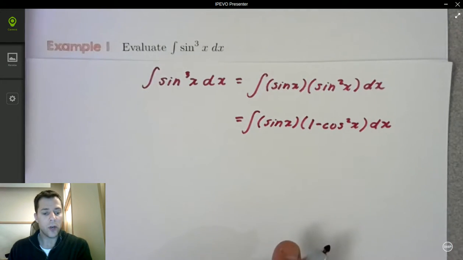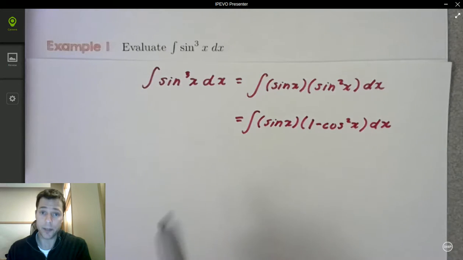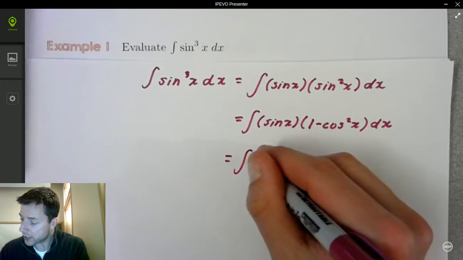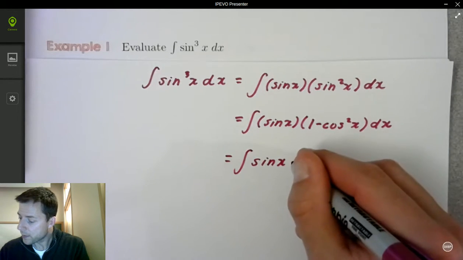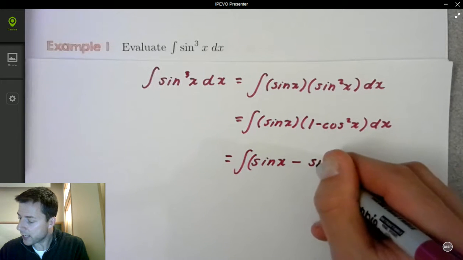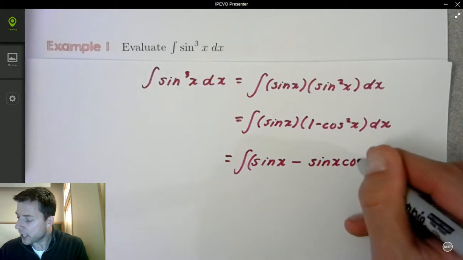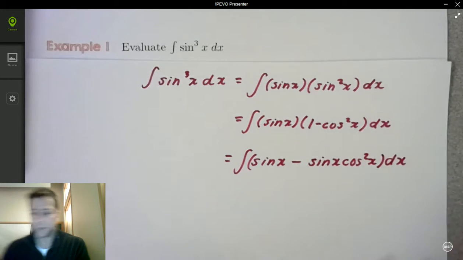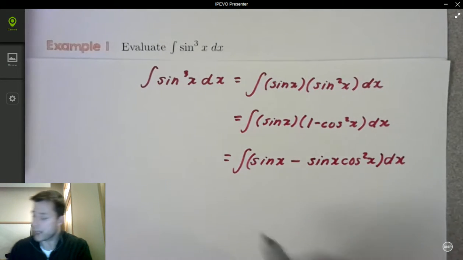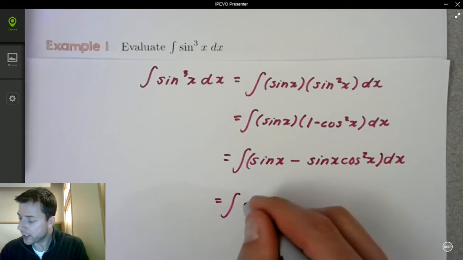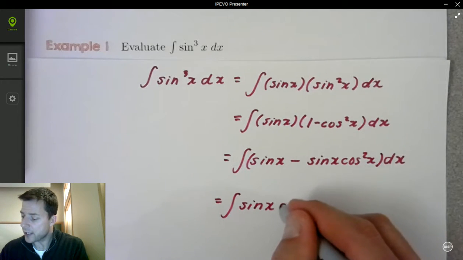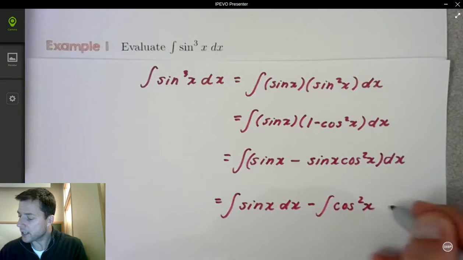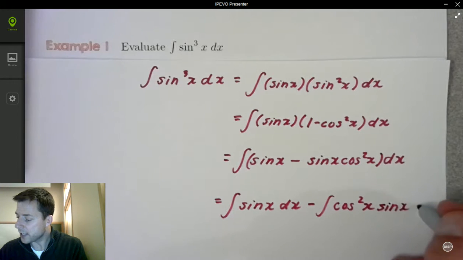Once I do the substitution, I'm going to simplify and multiply out. So I get sine x minus sine of x cosine squared of x, and that's dx. So I distribute through. Now what I'm going to do is separate the integrals. And I have the integral of sine of x dx minus the integral of cosine squared x out front of sine of x dx.